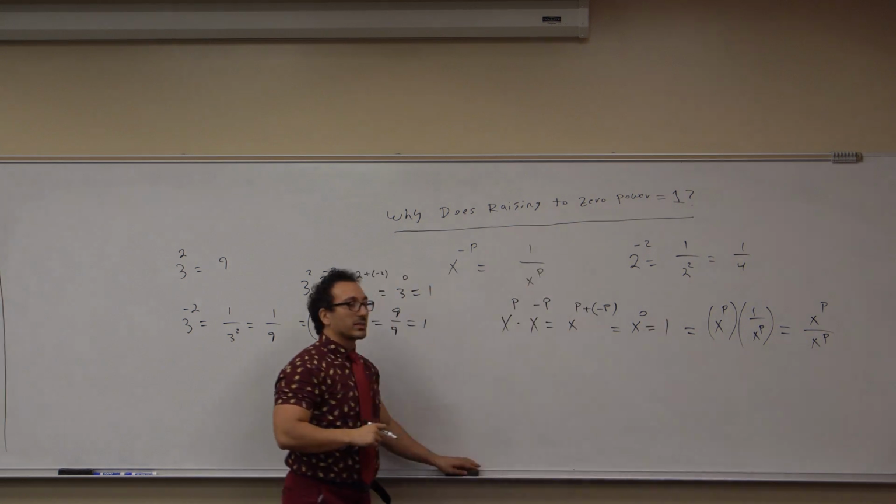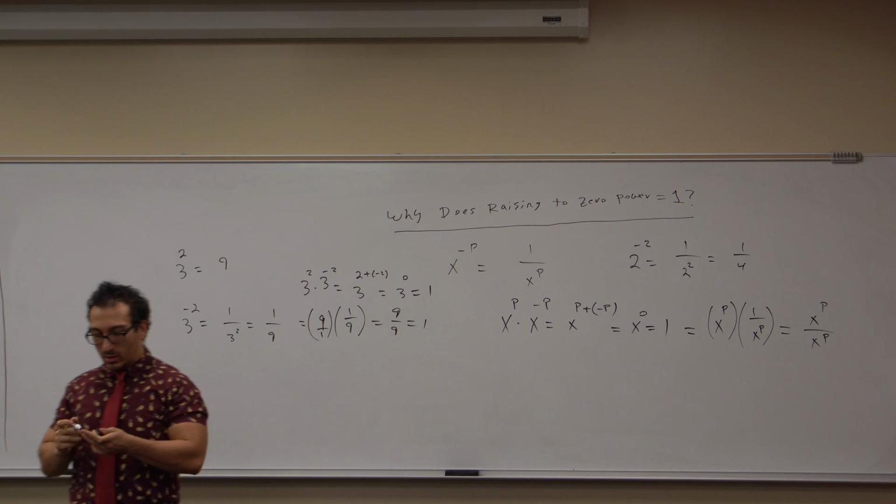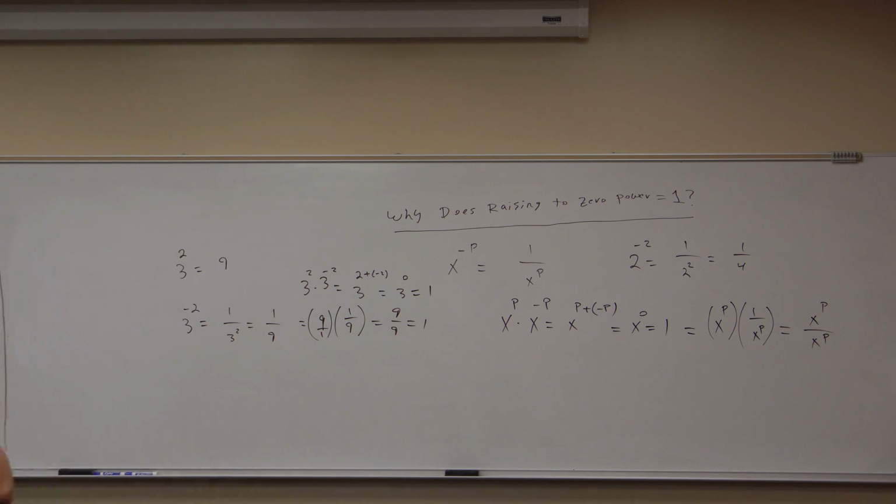So, this is kind of a standard proof. Not as rigorous as a mathematician would like. However, for anyone who is just in introductory mathematics, this is sufficient in order for you to see why anything raised to the 0th power is equal to 1.